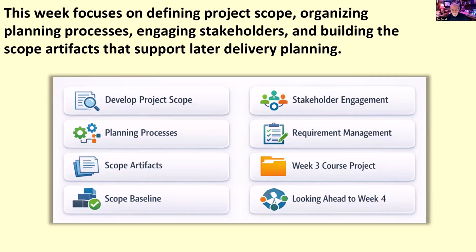And we'll also discuss the key scope artifacts for the week 3 course project, which include the scope management plan, the scope statement, WBS and WBS Dictionary. We'll look at the role of stakeholder engagement strategy and requirement management in shaping scope, emphasizing that both are iterative and continue to evolve throughout the project lifecycle. And finally, we'll connect this week's work to the course project assignment, and then we'll preview how these artifacts become the planning inputs for week 4, which is schedule and implementation planning.